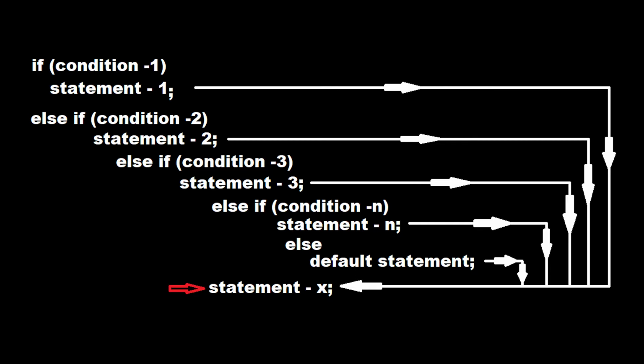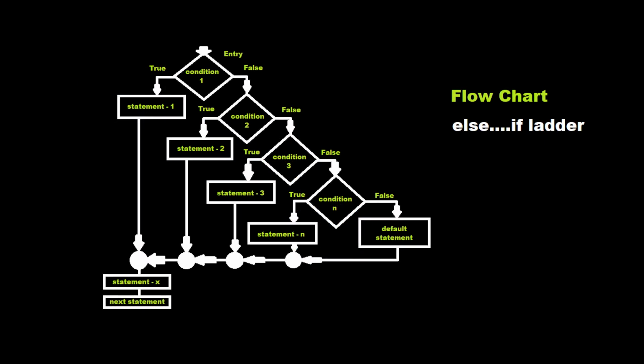The conditions are evaluated from the top of the ladder downwards. As soon as the true condition is found, the statement associated with it is executed and the control is transferred to the statement X, and it will automatically skip the rest of the ladder. But when all the n conditions become false, then the final else condition, which contains the default statement, will be executed. So let us check a flow chart where you will understand better about it.